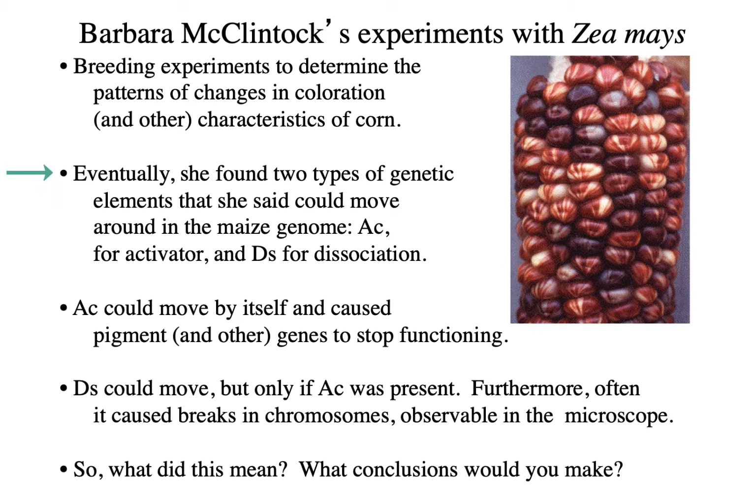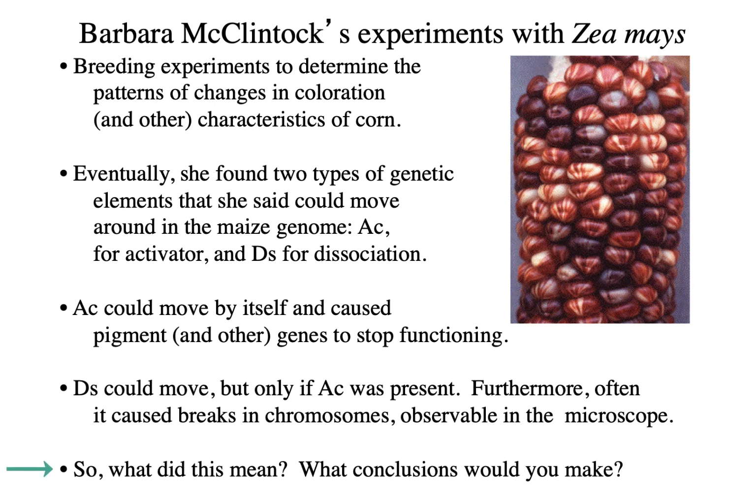She found many types, but two of the types that she found were AC or activator elements and DS or dissociation elements. The AC could move by itself and cause pigment and other genes to stop functioning, while the DS could move, but only if the AC was present. And furthermore, often the DS caused breaks in the chromosomes, which she could observe cytologically.